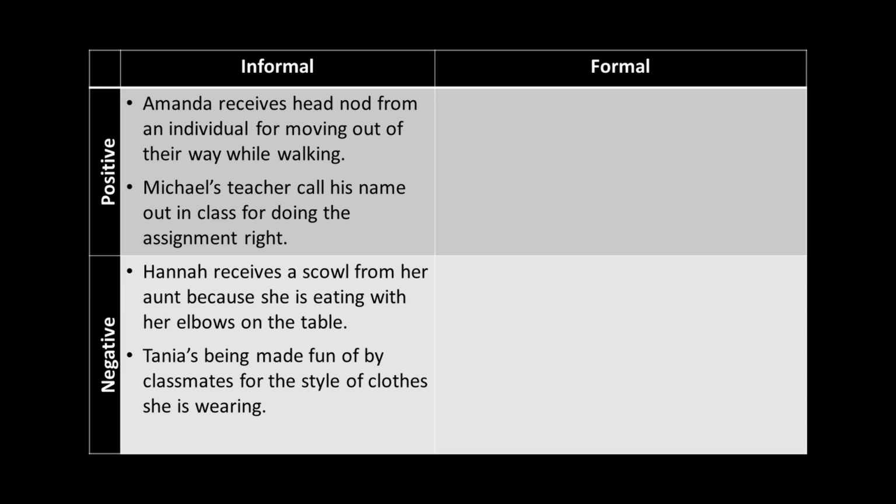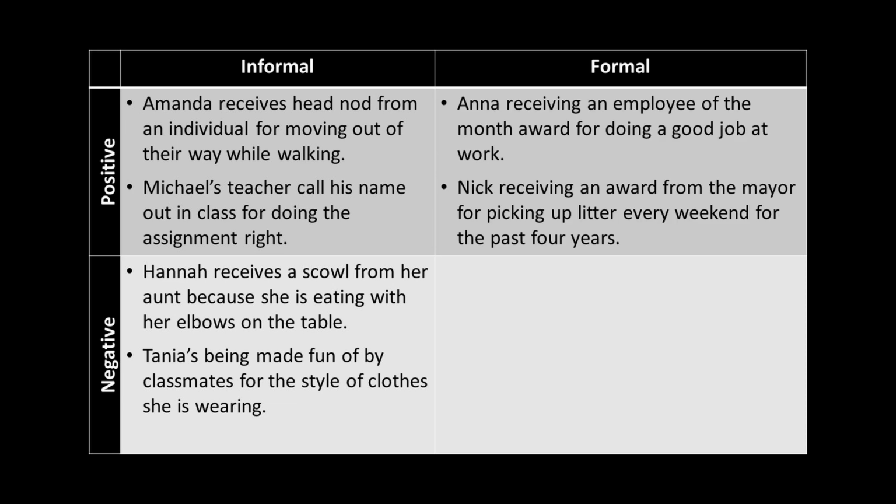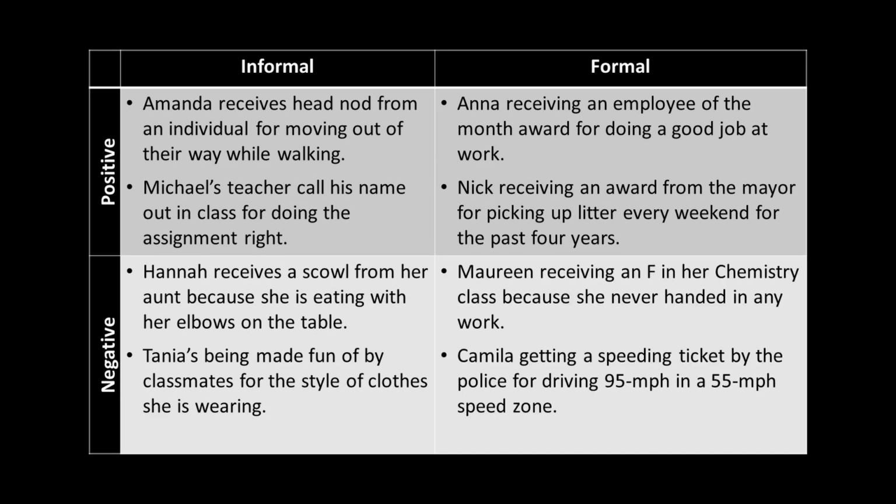A formal positive sanction would be Anna receiving an Employee of the Month award for doing a good job at work, or Nick receiving an award from the mayor of his town for picking up litter every weekend for the past 4 years. A formal negative sanction would be Maureen receiving an F in her chemistry class because she never handed in any work, or Camilla getting a speeding ticket from the police for driving 95 miles per hour in a 55 mile per hour speed zone.